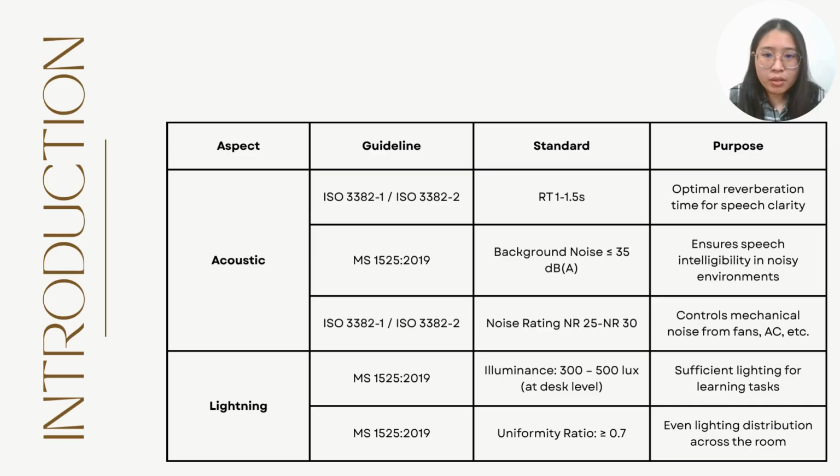For lighting, we refer to MS 1525-2019, which states that the illuminance for a classroom should be between 300 and 500 lux at desk level to ensure sufficient lighting for learning tasks. The uniformity ratio should be more than or equal to 0.7 to ensure the light across the room is evenly distributed.